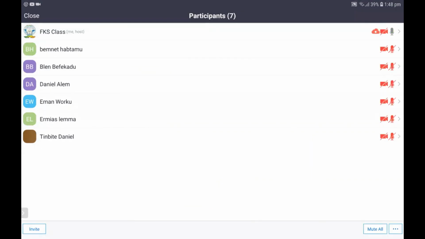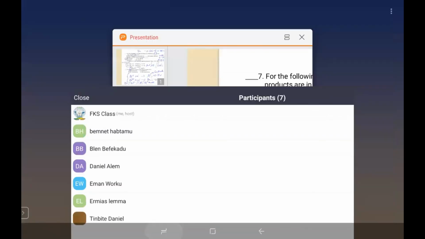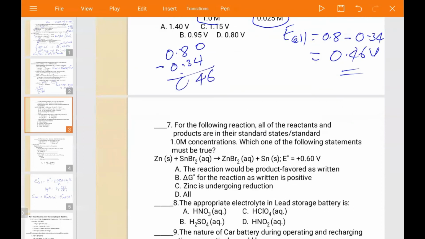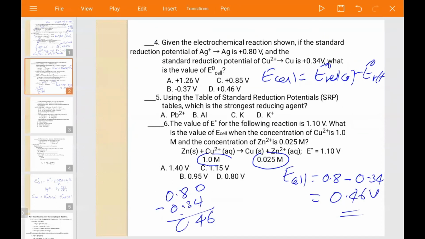Is it spontaneous or non-spontaneous? Yes, it is. Spontaneous, because it is positive. Excellent.